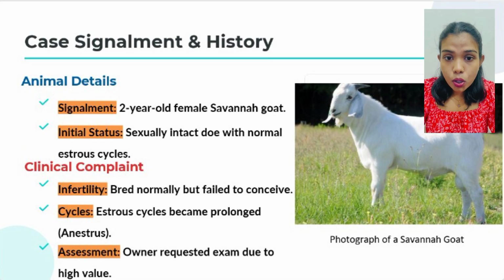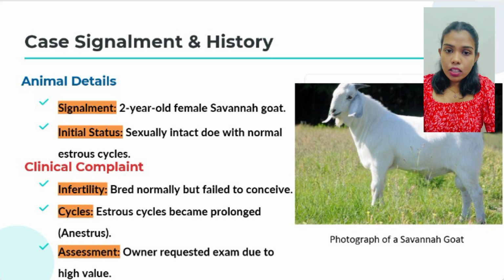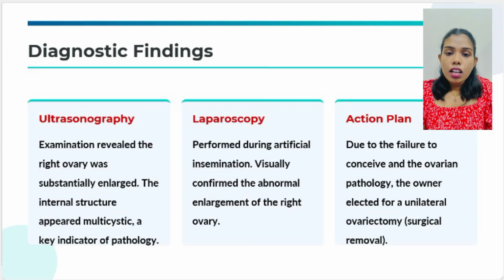This case involves a 2-year-old female savanna goat. Initially she had normal estrous cycles, but over time her cycles became prolonged, and despite normal breeding she didn't conceive. Because she was a valuable animal, the owner decided to get her properly examined. So prolonged cycles and infertility were the key starting clues in this case.